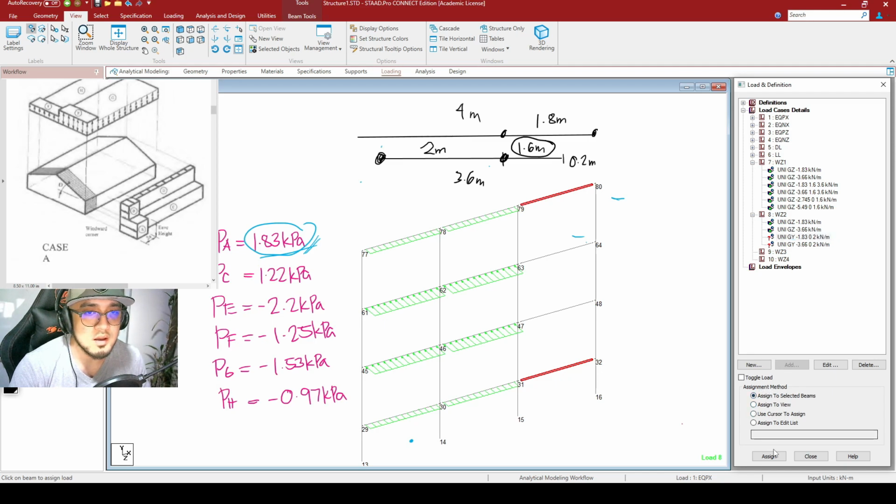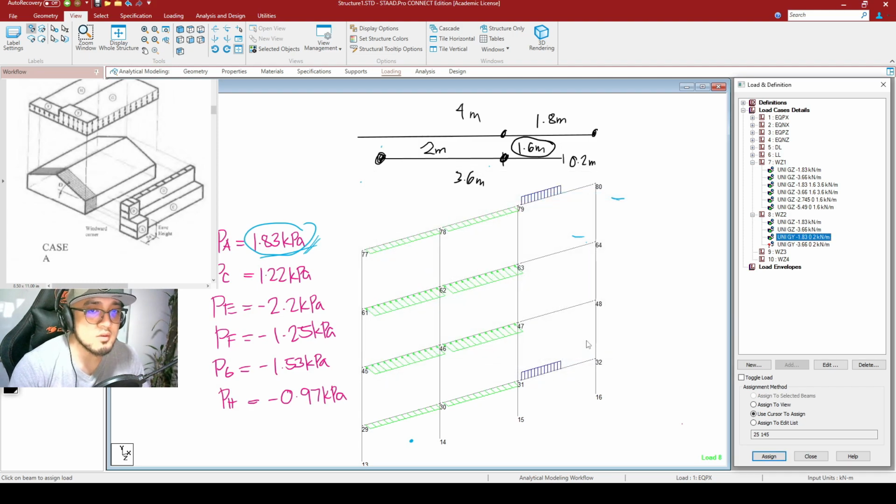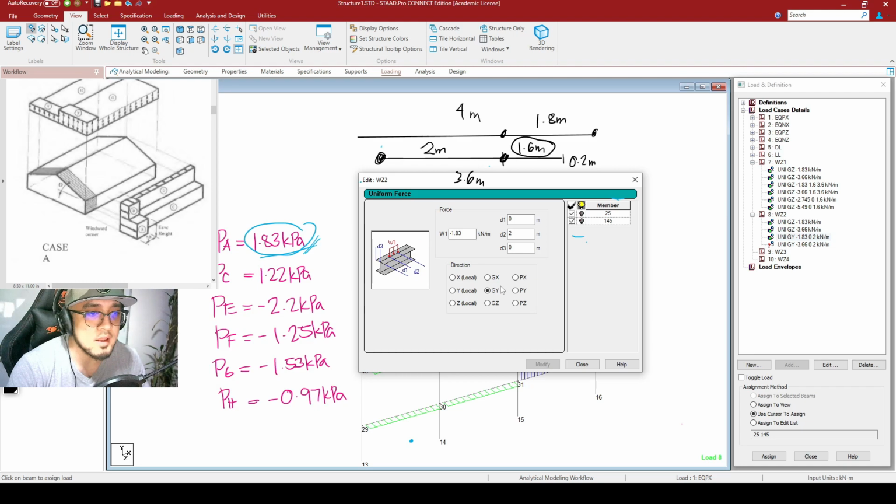So this one right here. This is for your negative 1.83. Oops, I'm sorry. Take note guys that you should be directing it to the global Z direction. If you would be directing it to the global Y direction, this is what would happen. So this is erroneous. I will be double clicking here and changing its direction to global Z direction. Then click modify.